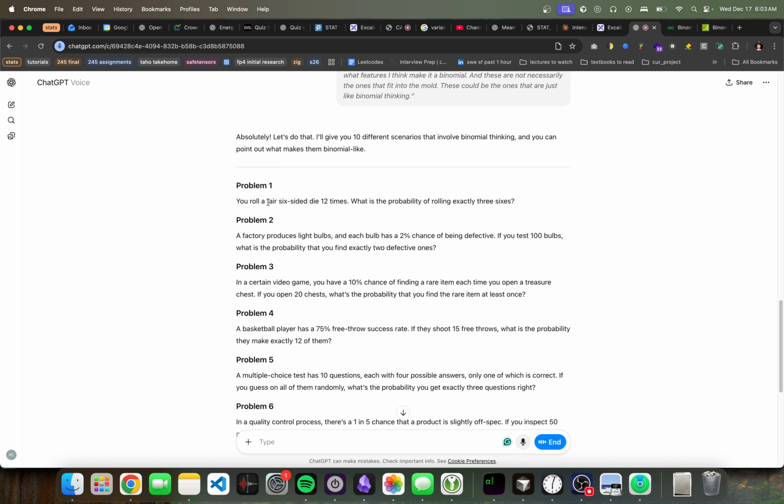Okay, for problem 1, we rolled a fair die 12 times. So it's fair, that means each time is the same probability. And we have 12 times, so that's n. So this would be X ~ Bin(12, 1/6). And what's the probability of rolling exactly 3 sixes? So what that would be: 3 sixes, (1/6) cubed.